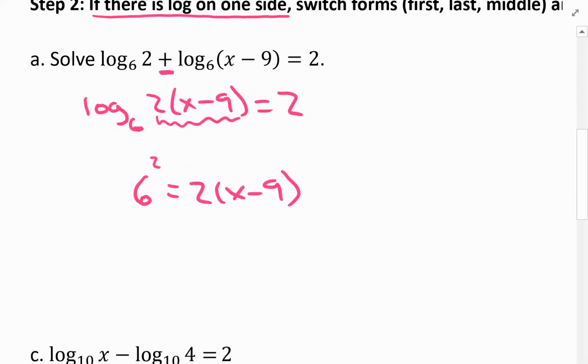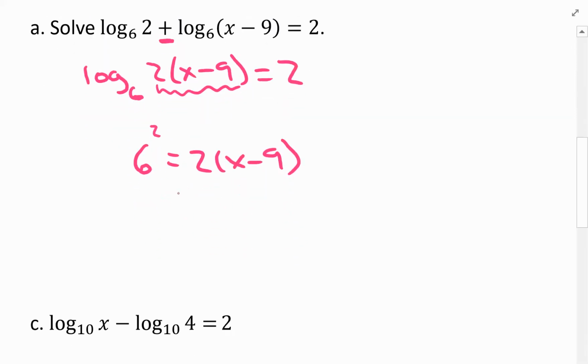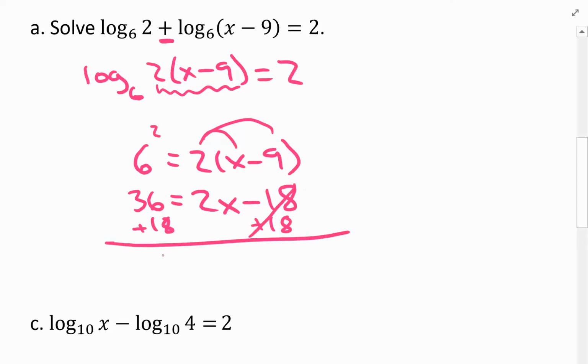Okay, now you should just do whatever seems obvious to simplify it. 6 squared is 36. The 2 is about to get multiplied. 2x minus 18. Keep solving. Now we add 18 to both sides and get 54 equals 2x. Divide by 2 and get x equals 27. So we're done. You just have to check.